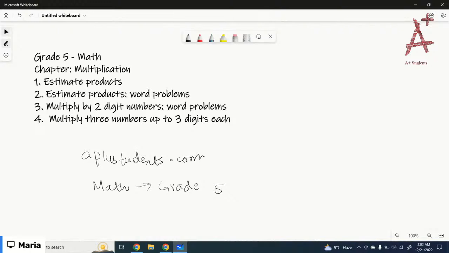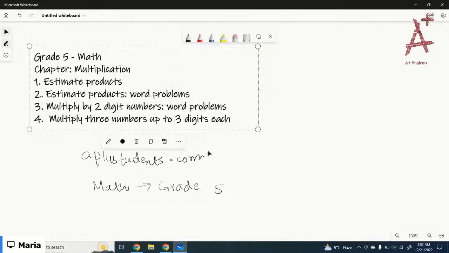There you can find a list of the chapters. So we're going to start with the chapter multiplication. So here is the list of the lessons. They are estimate products, estimate products word problems, multiply by two digit numbers word problems, multiply three numbers up to three digits each. So let's just start with first lesson, that is estimate products.